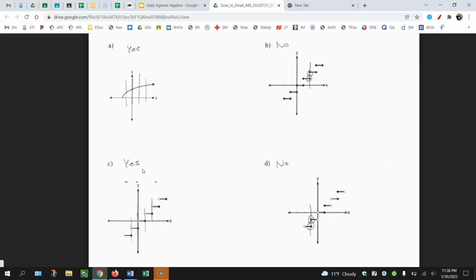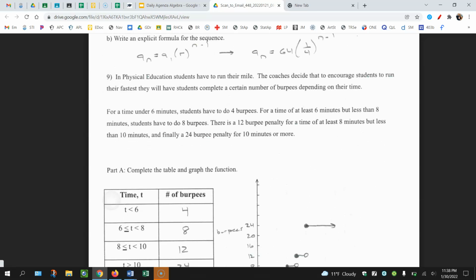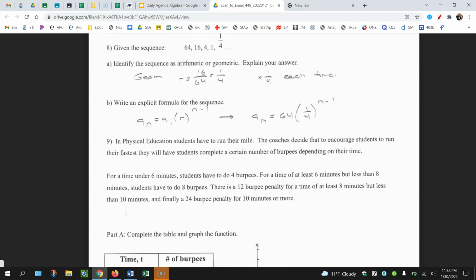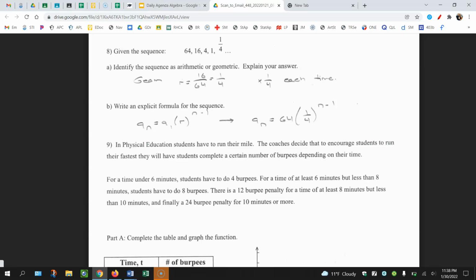Okay, last question that you're going to tackle today on your test is question number 9. So this is very similar to one we did during the lesson. So here's what we got. This is just a step function. For a time under 6 minutes, students have to do 4 burpees. So you can fill in the table as you read through this.